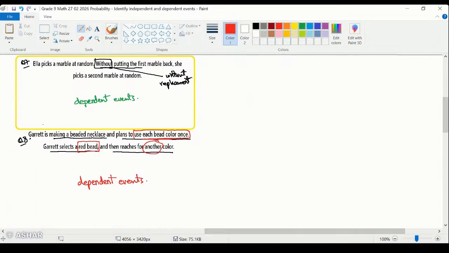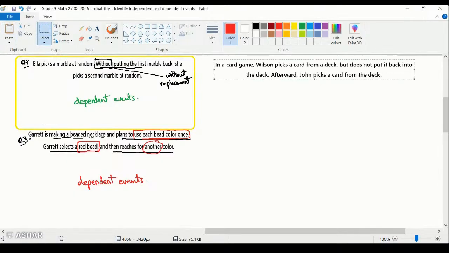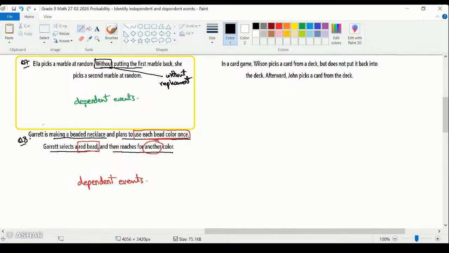Agreed? Okay, let's have a look at a few more examples. In a card game, Wilson picks a card from a deck and does not put it back. Let's suppose we know that a deck of cards has 52 cards. This is question number 9. Wilson picks a card from a deck but does not put it back into the deck. Afterward, John picks a card.